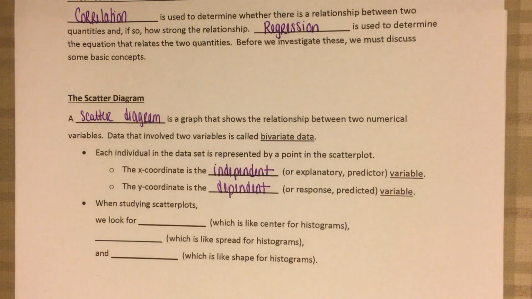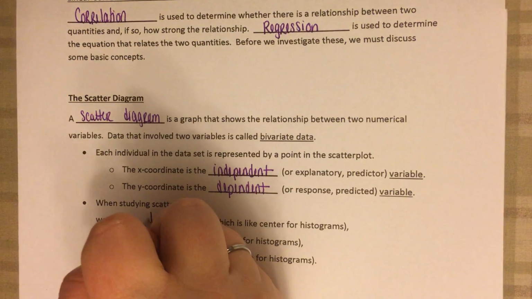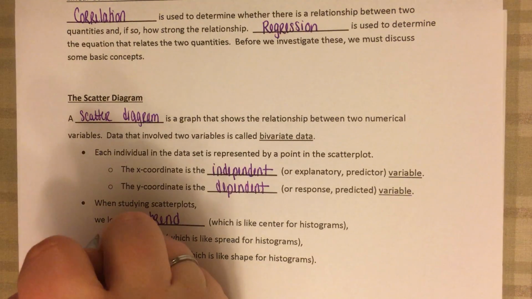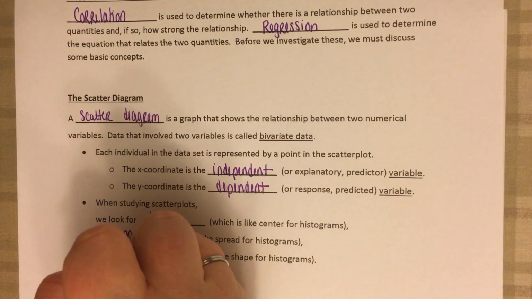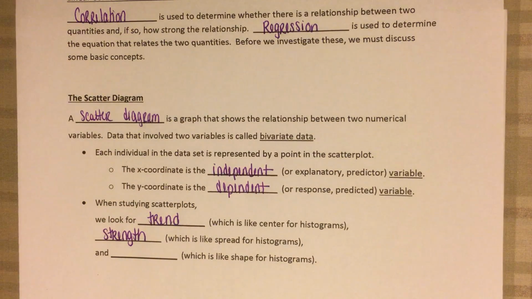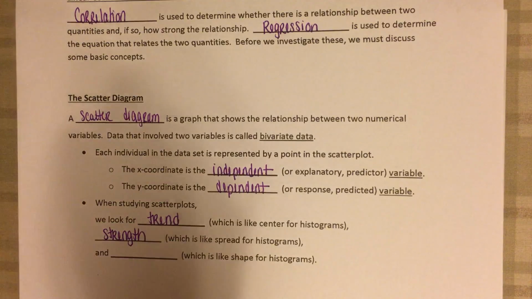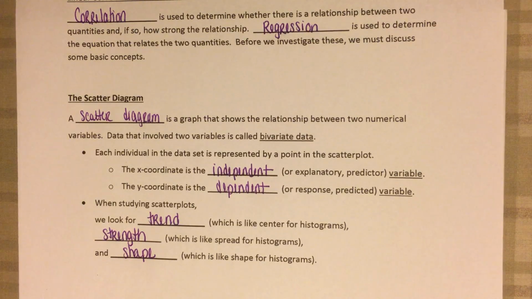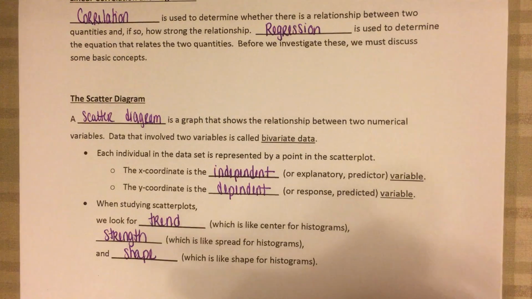Our independent variable can also be called our explanatory or predictor variable. Our dependent variable can also be called a response or a predicted variable. When we're studying scatter plots, we're going to look for three different things. We are going to look at trend, which is like our center for histograms. We are going to look at strength, which is related to our spread for histograms. And we're also going to look at shape, which is like our shape for histograms that we saw in the last section, where we talked about some different shapes for histograms.